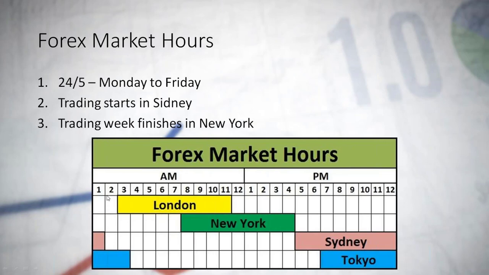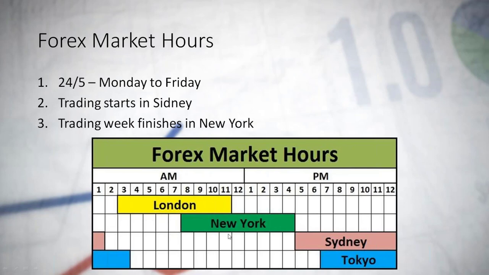Then at 2 a.m. American time, the market in Sydney closes. Then at 3 a.m. American time, the market in London opens. At 4 a.m., the market in Tokyo closes. In the meantime, at 8 a.m. in the morning, because we're approaching this situation in American time, at 8 a.m. New York time, we have the New York Stock Exchange opening, and the opening of the market in New York. Then at 11 a.m. American time, we have the closing of the London market, and at 5 p.m. we have the end of the trading day in New York.